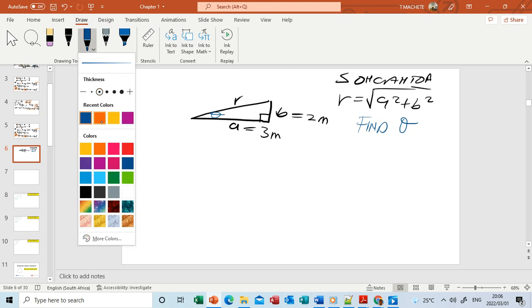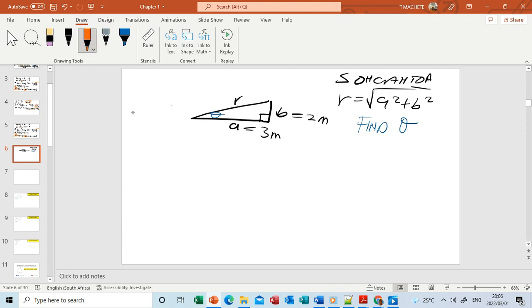So guys, the first thing that you do, you're gonna check how many sides you are given. So you are given two sides, A and B, and you are required to find the angle. This angle, you go and check that angle. You see that angle? It's opposite. This is how you check that it's opposite. It's opposite to what? To B. Let me write it nicely. It's opposite to B.